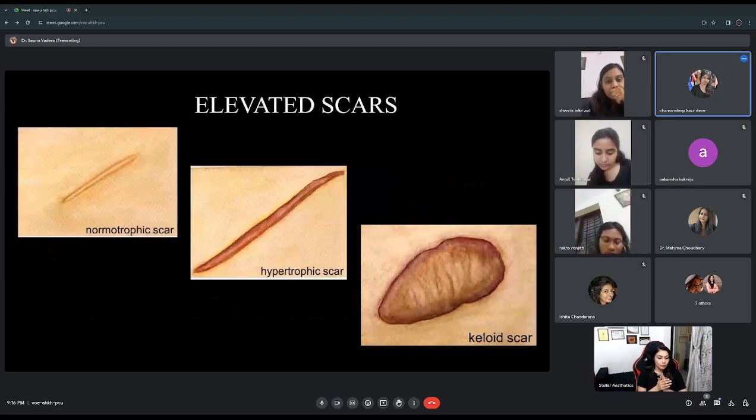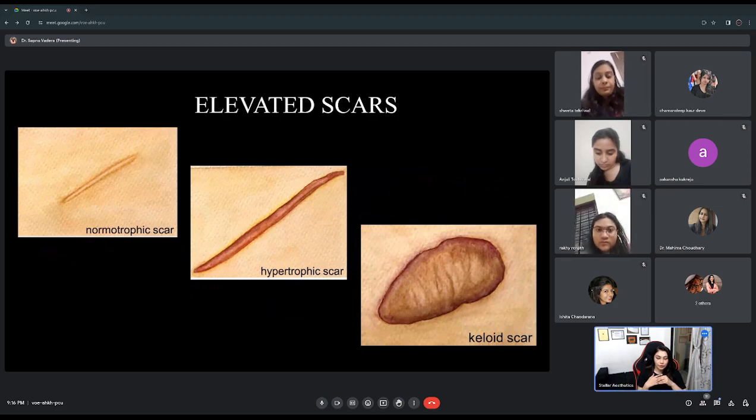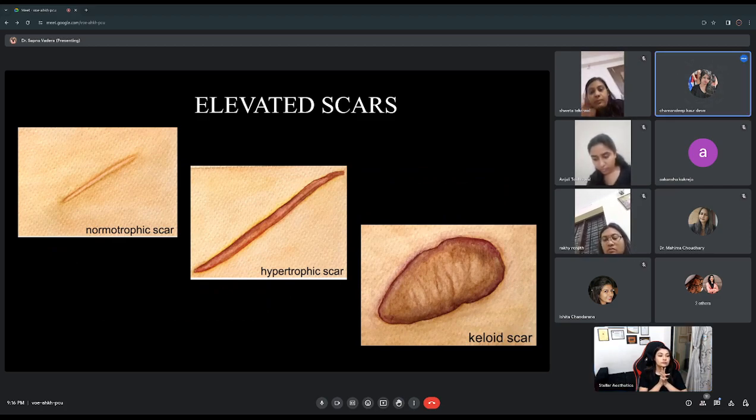Okay. Moving on to scars. So now you guys have to answer what is the difference between a normal scar, a hypertrophic scar and a keloid scar. When you look at a scar, you will have to understand what kind of scar it is, because based on the scar, the treatment is going to change. So what all do you know about scars? Please tell me. Anyone?